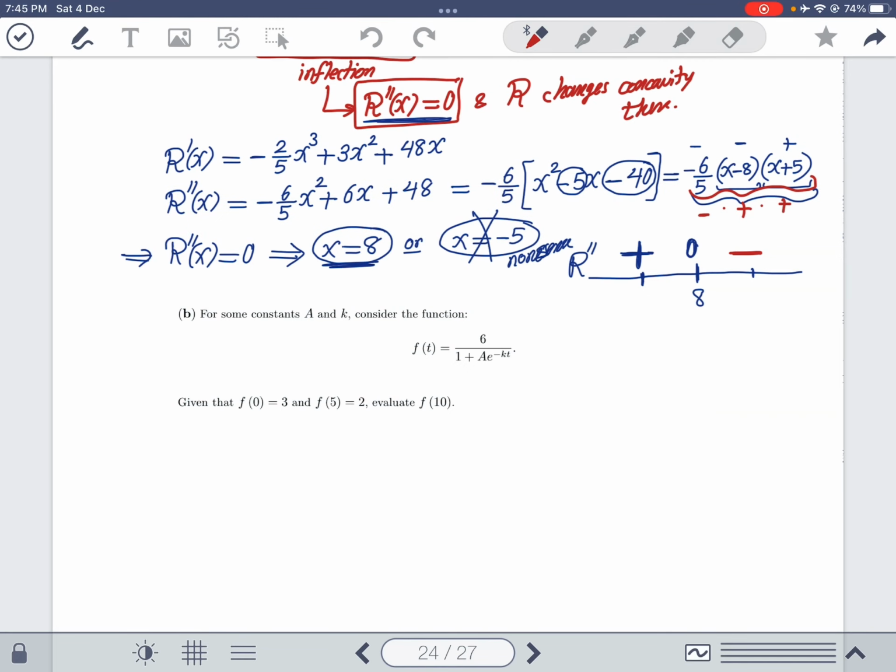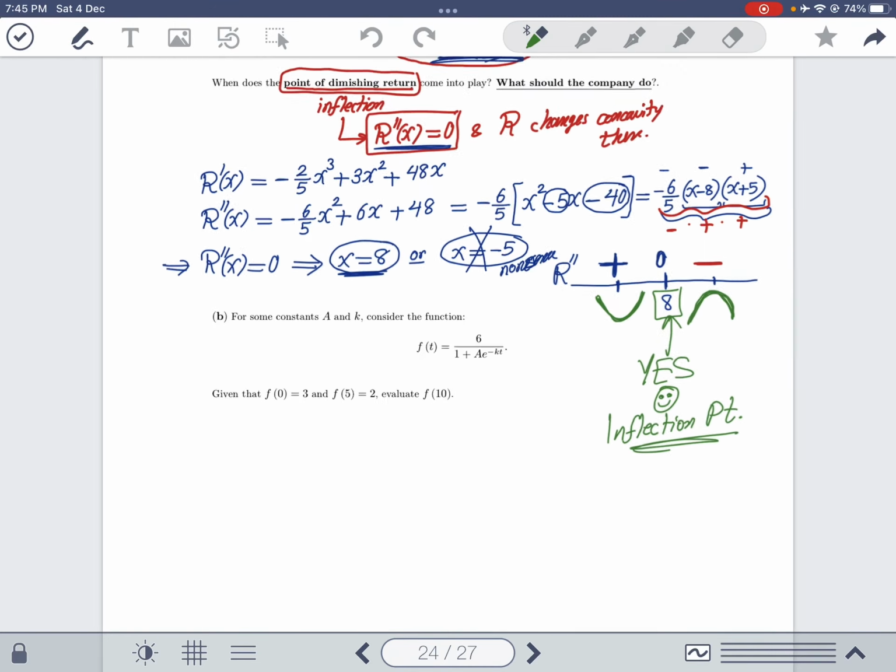So this is telling you that the graph of R is concave up before 8 and concave down after 8. So this means that this point, yes, this point with a happy face, you can say this is an inflection point.